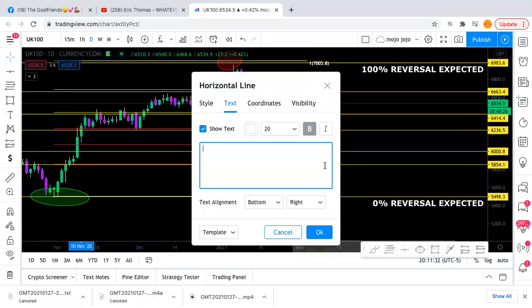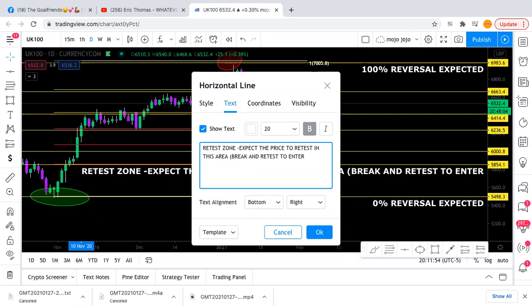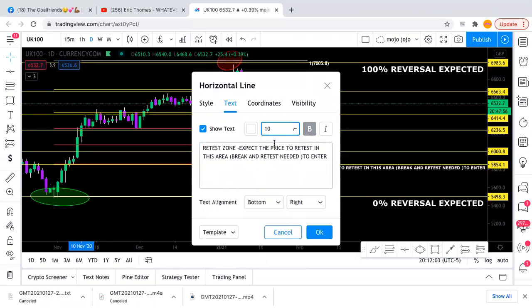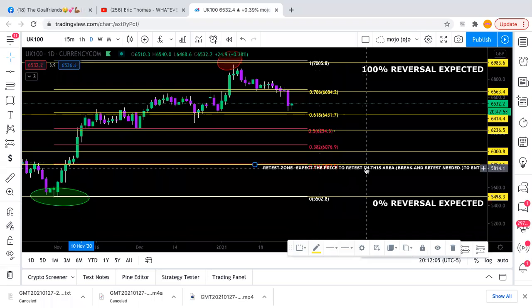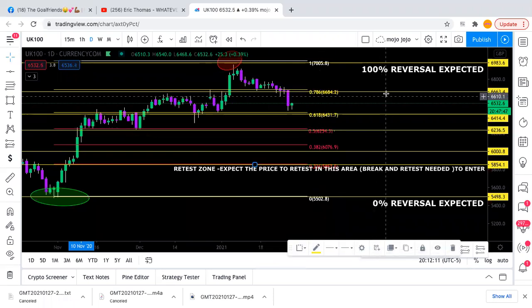Then you have the 0.236. This is a retest zone. Expect the price to retest in this area. So before entry, you need a break and retest. Break and retest needed to enter. Trying to make sure you guys can see the notes.